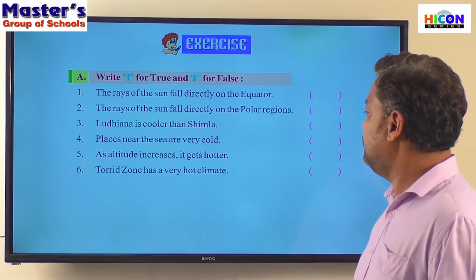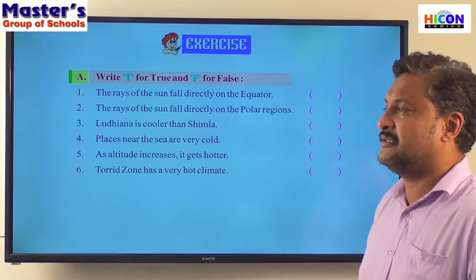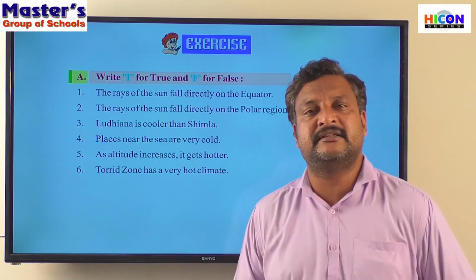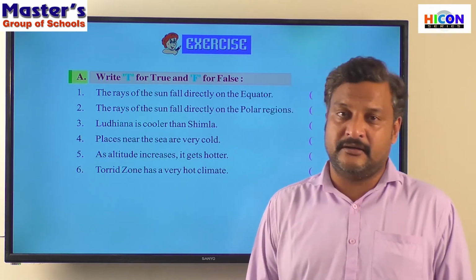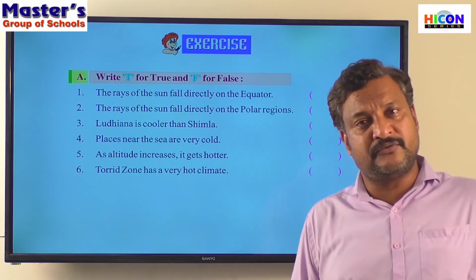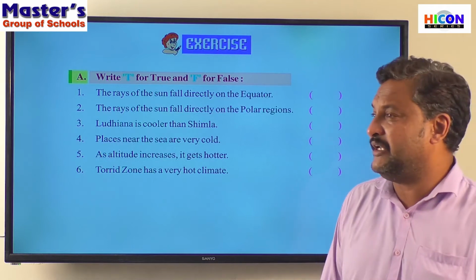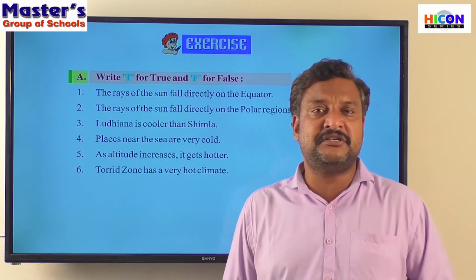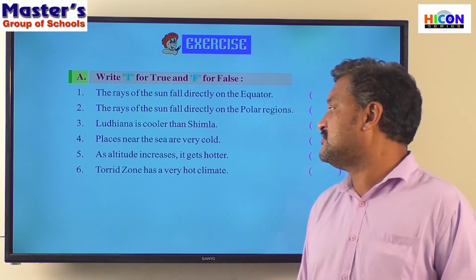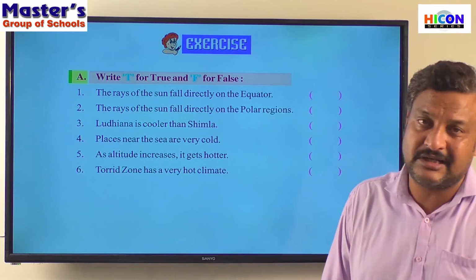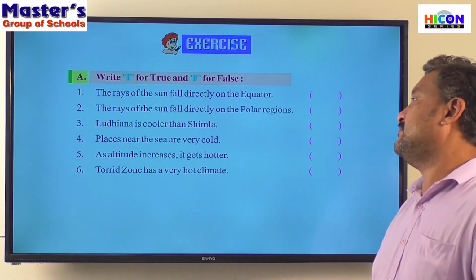Torrid zone has a very hot climate. So what is torrid zone? Yes, the climatic zone which lies on either side of the equator is called the torrid zone, isn't it? It extends up to the Tropic of Cancer in the north and the Tropic of Capricorn in the south. The climatic conditions in between these two regions are extremely hot, isn't it? So the torrid zone has a very hot climate, right? So that is a true statement.